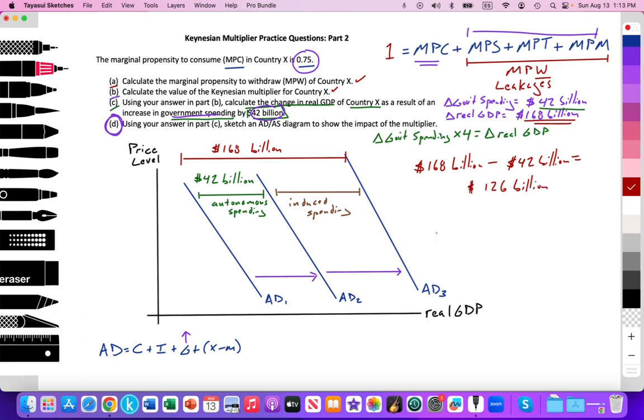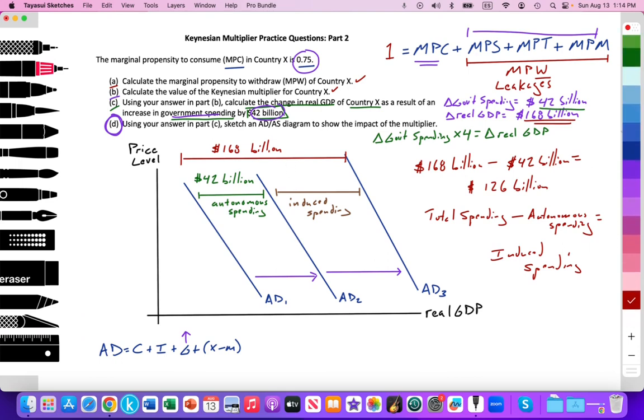So what I did there is I took total spending, or the change in GDP, minus the autonomous spending, and that's going to be equal to the induced spending. Okay, so I'm just going to add that into my chart, and I'm basically done with that question.